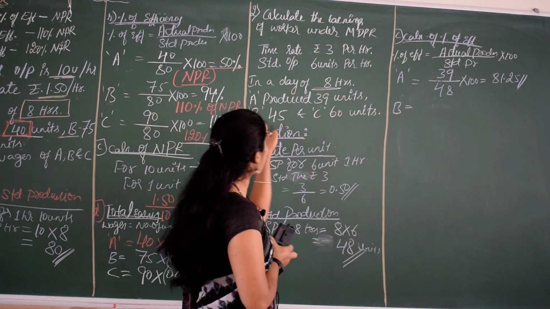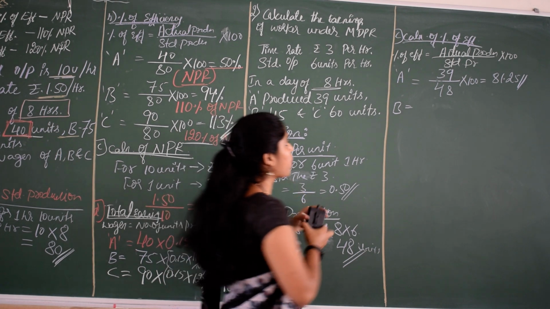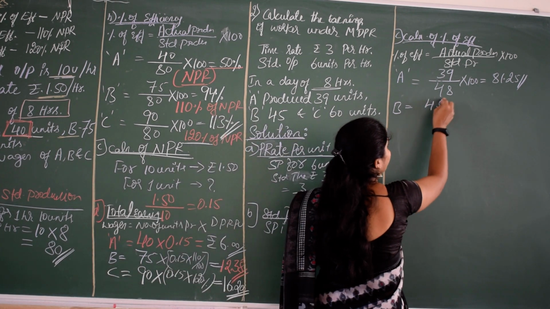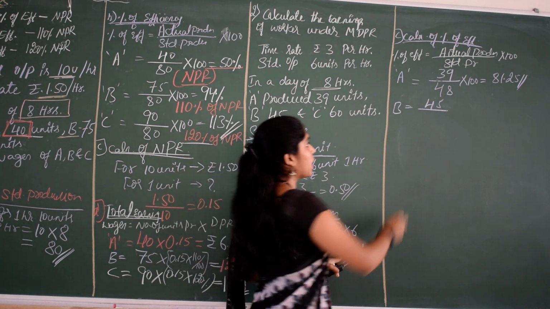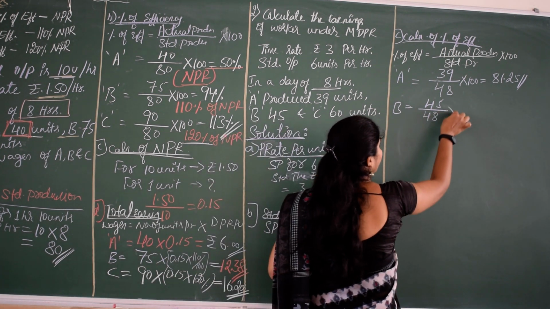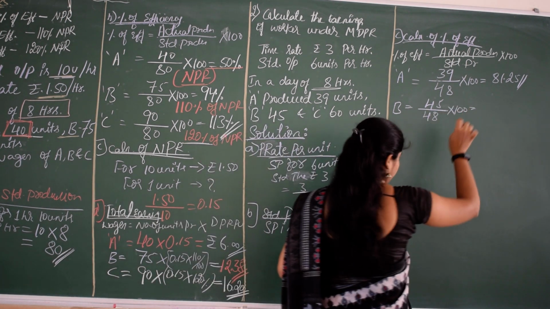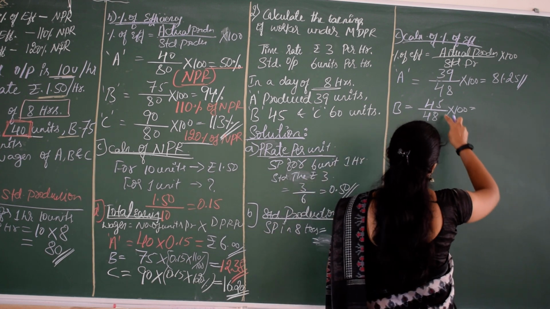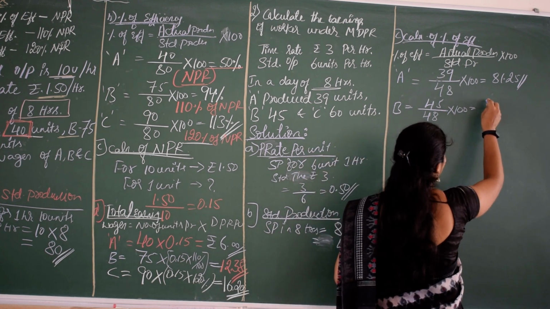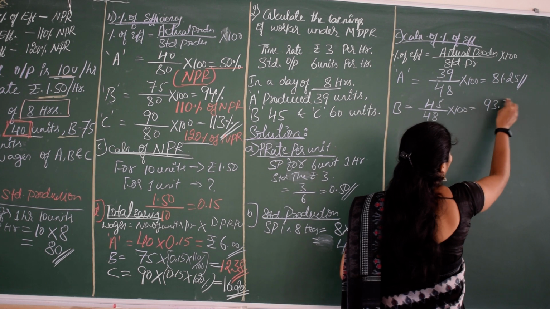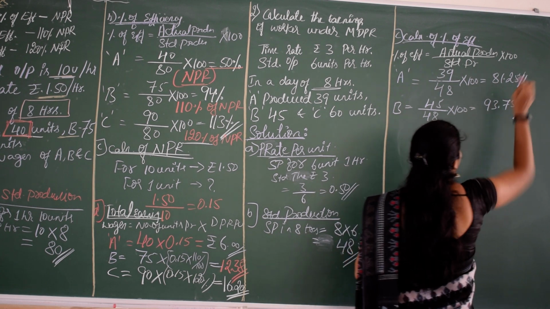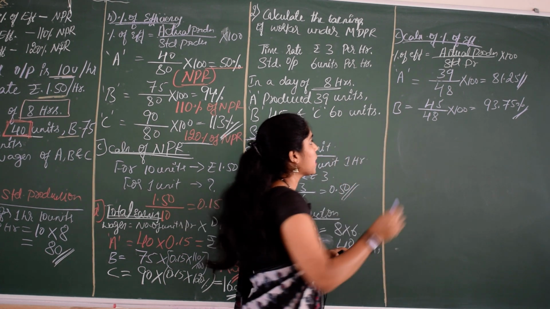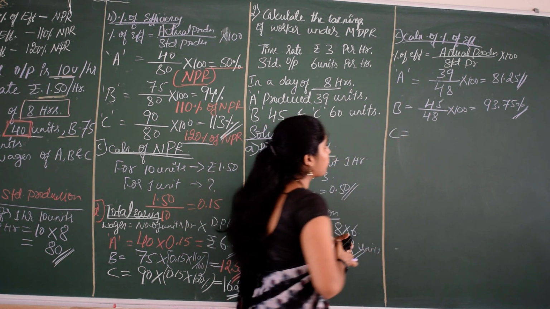So B's actual production is 45 units. So 45 units divided by standard production 48 units, that we have already calculated, into 100. So just multiply this, 45 divided by 48 into 100, you will get 93.75%. And calculate efficiency of C.